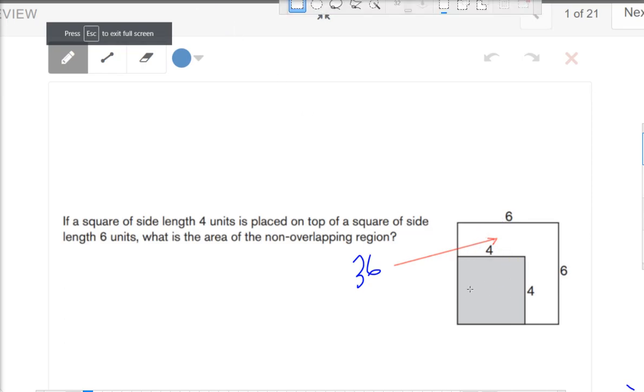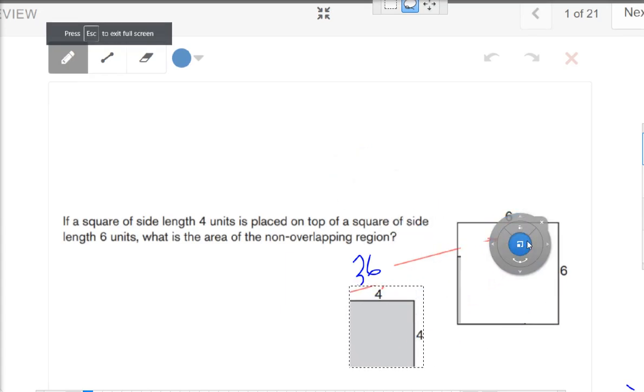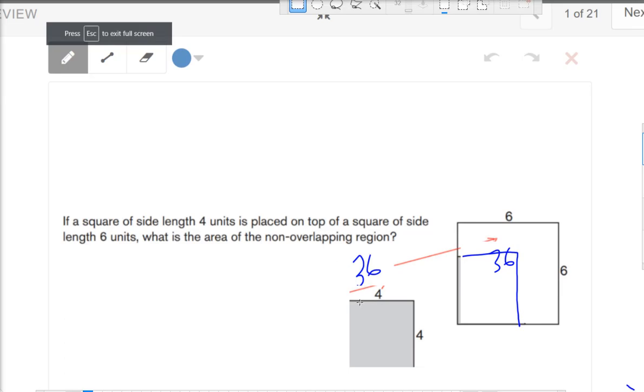You're not being asked about this area, you're being asked about this section. If you were just being asked about this section, yes, this is 36 squares, but you're not being asked about those 36. You're just being asked about 36 squares minus this 16 squares here. So not the whole 36, but 36 minus this small square. That's what you're being asked about.